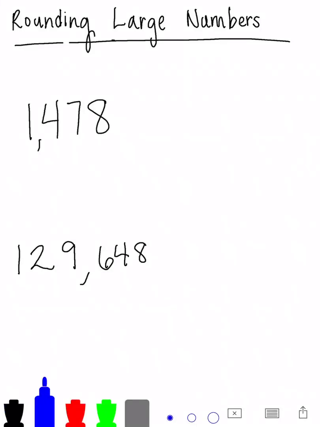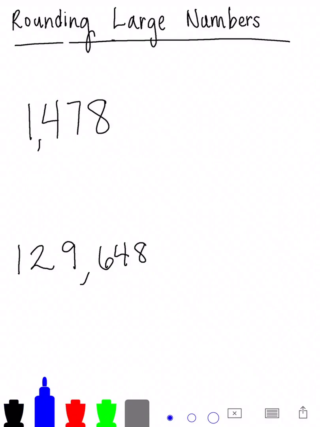Here is an example of how you can complete this practice page. This practice page asks you to round large numbers. I am going to show you two different ways you could choose to round. So the first thing you need to do is underline the place value that we are rounding to.